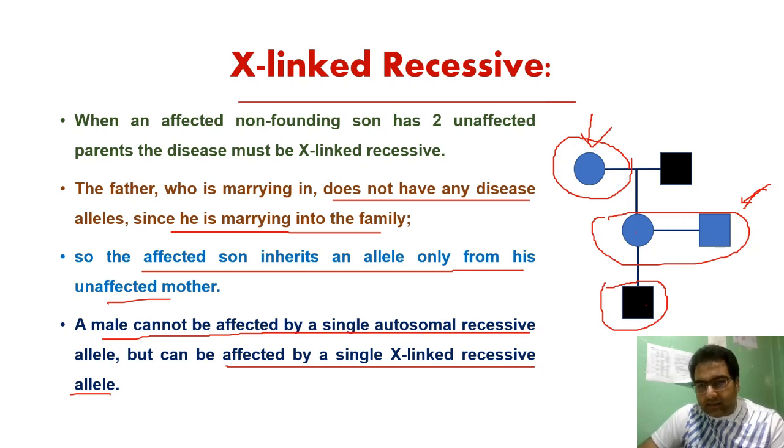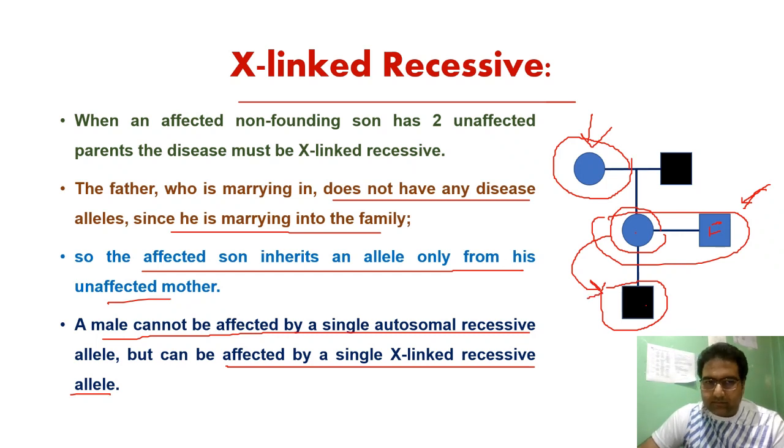The father who is marrying in, this is the father who is marrying in, is not from the family, but he has come from the outer side and he is marrying into the family. So the son inherits the allele only from his unaffected mother. So this is the unaffected mother. It means he has not received this very allele from the father. He must have received this very allele from the unaffected mother.